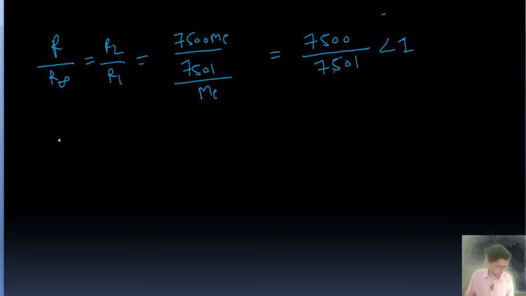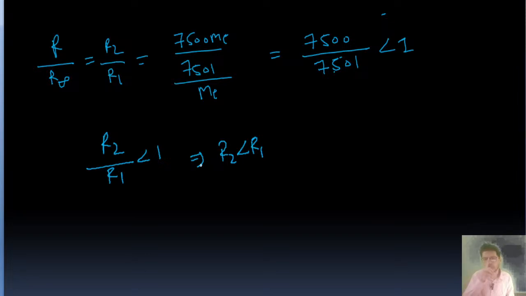So from here we can write R2 upon R1 less than 1. Okay, and that implies R2 is less than R1. So that implies R2 is less than R1, right? So from here we can say that E2 is less than E1. Okay, so E2 is less than E1.